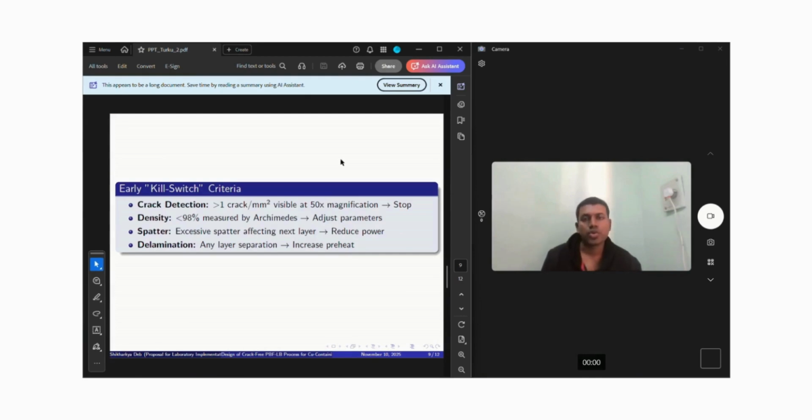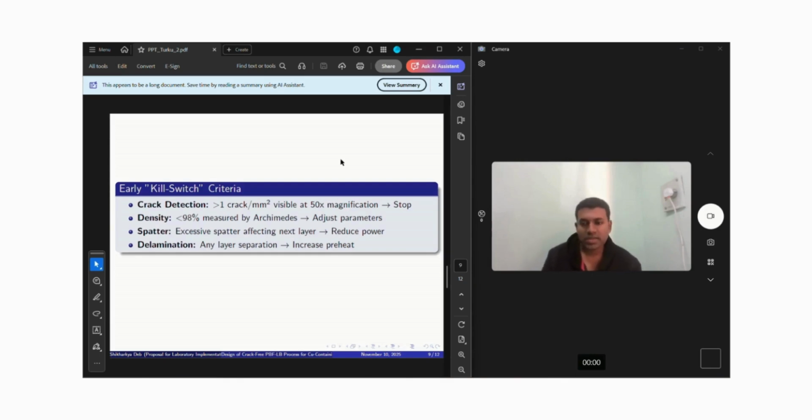The design of experiments includes low power, low speed, which is 200 watt and 600 millimeters per second; low power, high speed, which is 200 watt and 1200 millimeters per second; medium power, low speed, which is around 300 watt and 600 millimeters per second; medium power, high speed, which is 300 watt and 1200 millimeters per second; high power, low speed, which is around 400 watt and 600 millimeters per second; and high power, high speed, which is around 400 watt and 1200 millimeters per second. These six build approaches are required for the design of experiments.